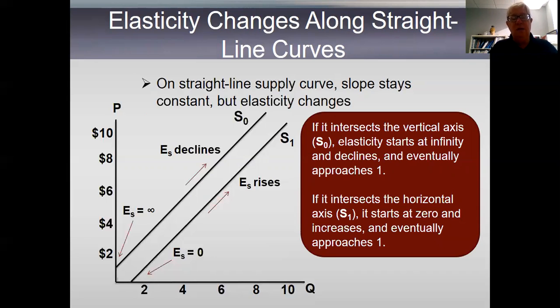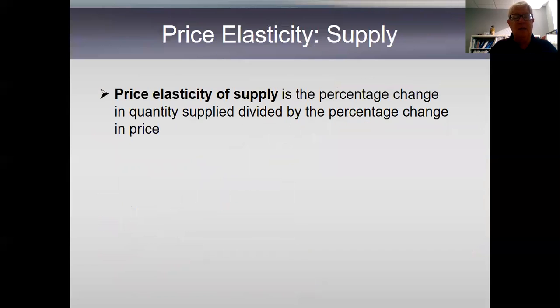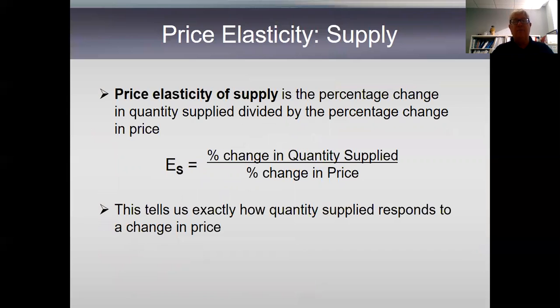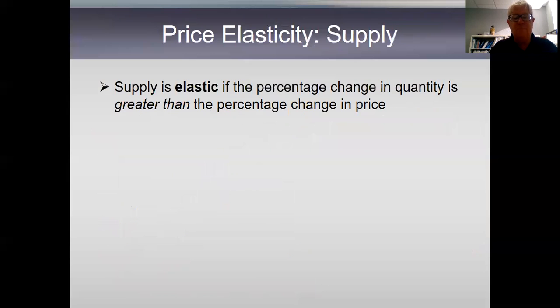Now, what this means is that if a supply curve crosses the vertical axis, it's going to be an elastic supply curve. If, on the other hand, it crosses the horizontal axis, this is going to be an inelastic supply curve. So now let's talk about the price elasticity of supply, doing the formula just as we did before. The formula for supply elasticity is the percentage change in quantity supplied divided by the percentage change in price. That will tell us the same kind of information. How responsive is the quantity supplied to changes in the price?